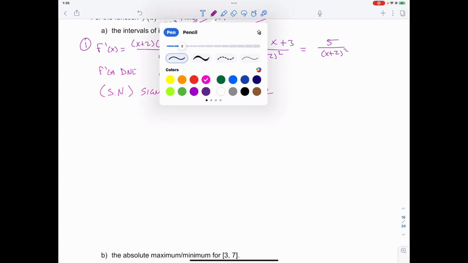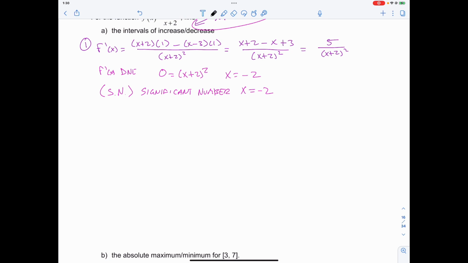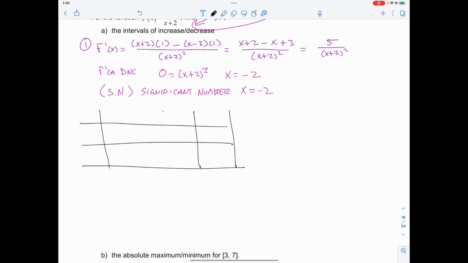And then I'm going to put that onto my chart, because it's asking when is it increasing, when is it decreasing. And what do I know? I know it's changing at that x is equal to negative 2. So I can go from negative infinity to negative 2, or I can go from negative 2 to positive infinity. I have my numerator is going to be 5. My denominator, I get that x plus 2 squared.